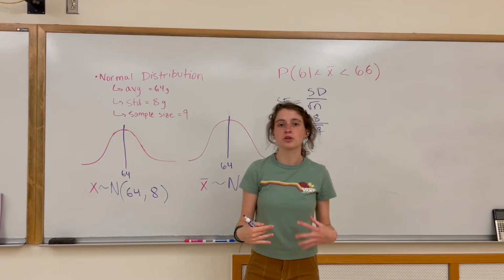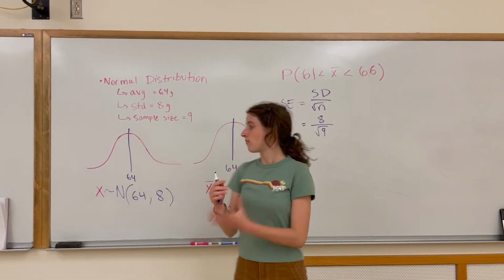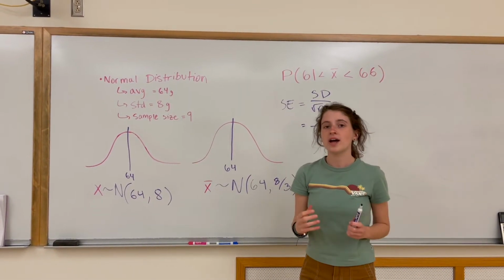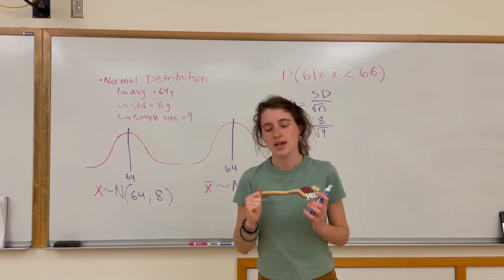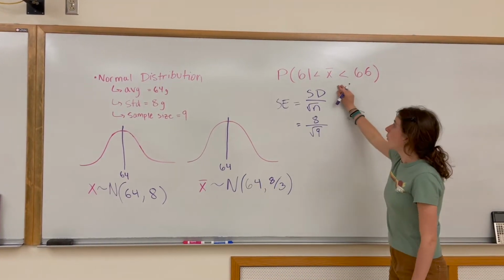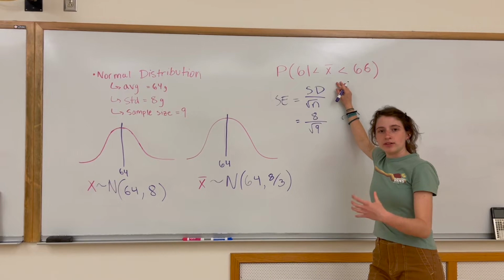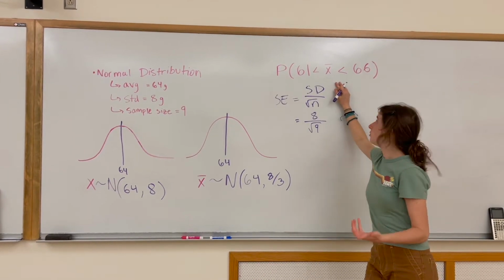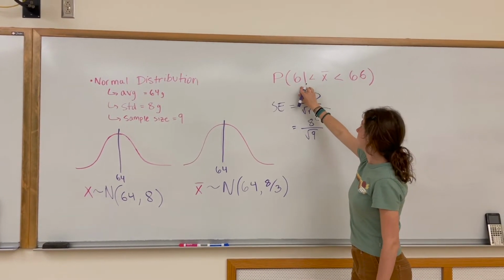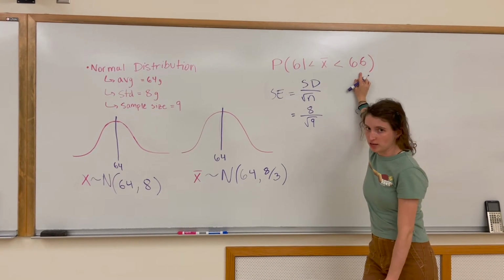So now we have these two distributions, and we have all our information about them, so we can go ahead and start actually solving the problem. And our problem is, what's the probability that, given our sample mean from our sample of 9 people, that mean falls between 61 and 66 grams per day?